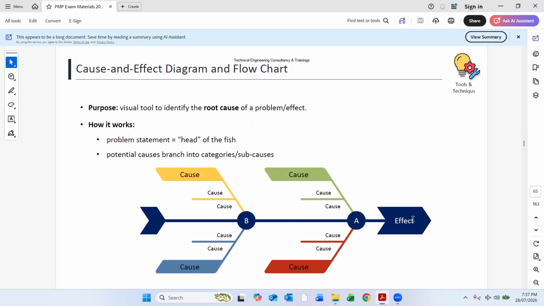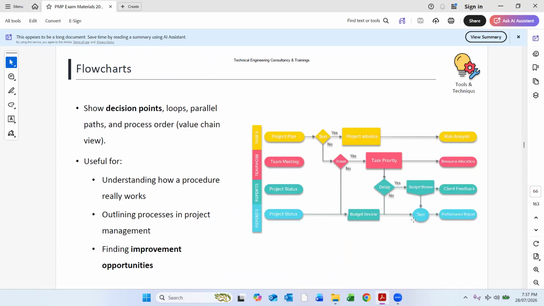Usually we used to say fishbone diagram in the PMBOK 6th edition or 7th edition. Here, the flow charts. In quality we have flow charts as well, where there are decision points and loops. It is usually useful to understand how a procedure really works, what the outlying processes are, and finding improvement opportunities in the flow charts.